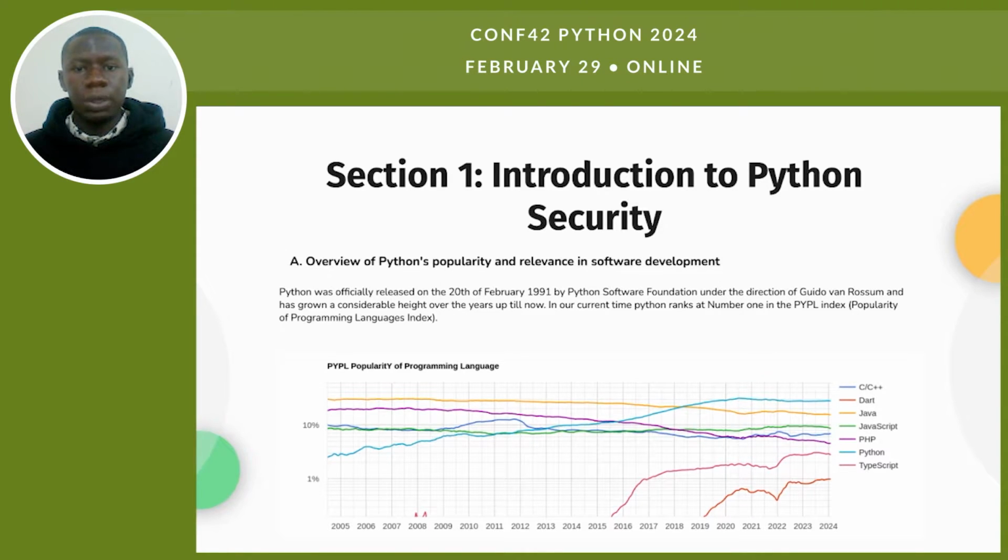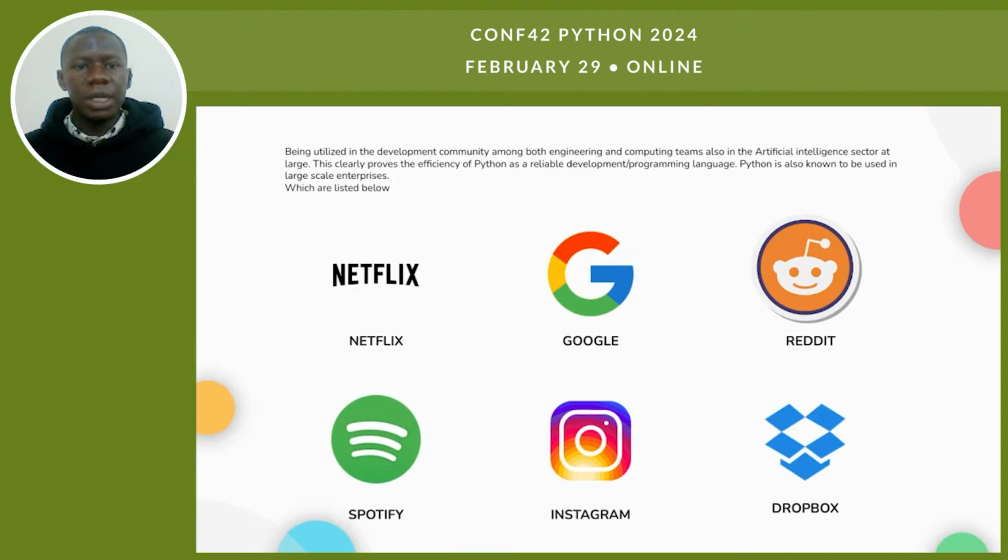In our current time, Python ranks at number one in the PYPL index. That's the popularity of programming languages index. So we can see in the chart how Python rose from 2005 up to number one in 2024. It is utilized in the development community among both engineering and computing teams, also in the artificial intelligence sector at large. This shows the efficiency of Python as a reliable development slash programming language.